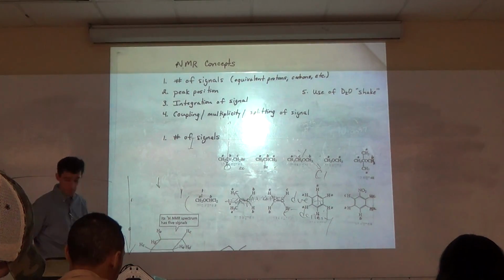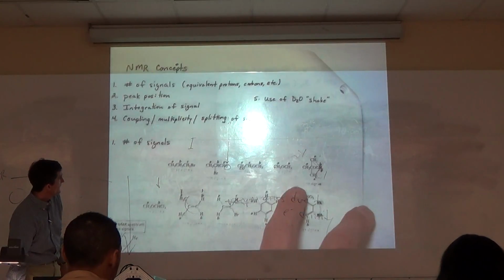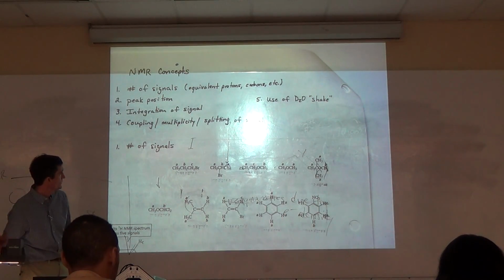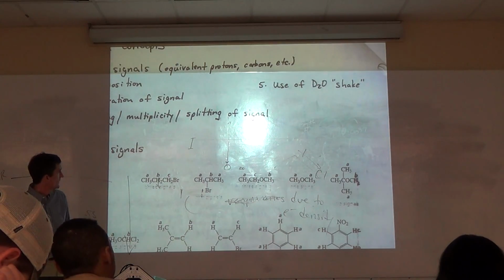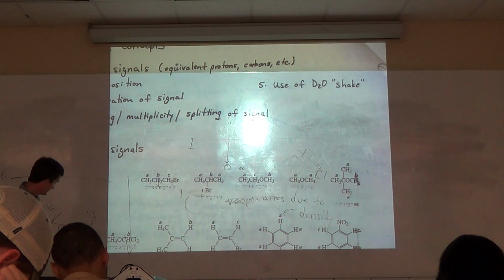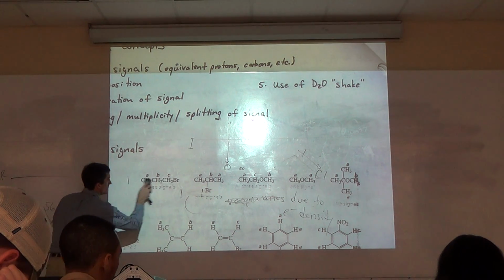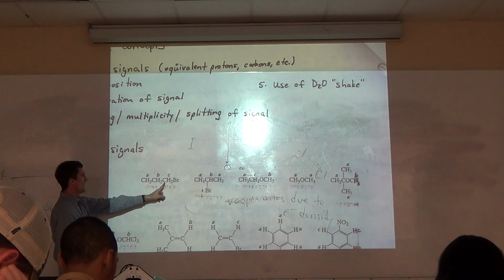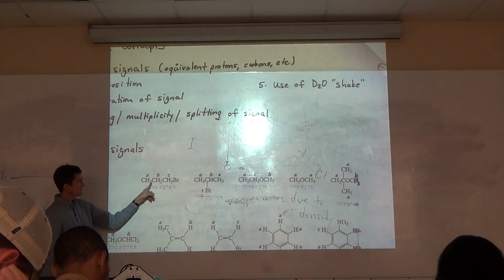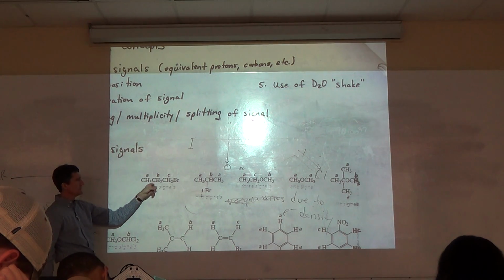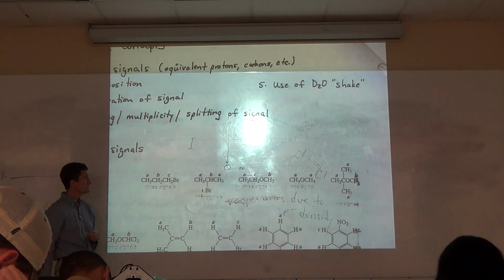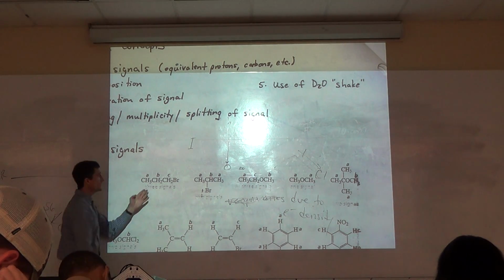First thing, number of signals. Most of these are already labeled for you. Let's just make sure we agree with the labeling. Then we'll do some on our own. What is this? 1-bromopropane? How many different types of hydrogen? Everybody agree it's 3 types?